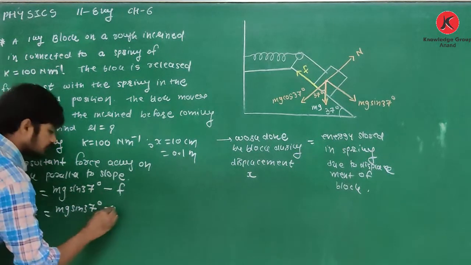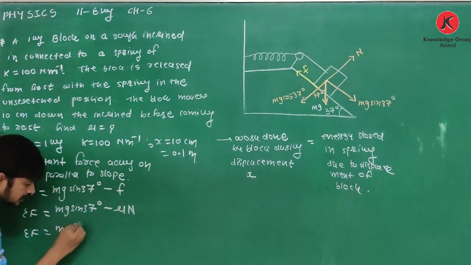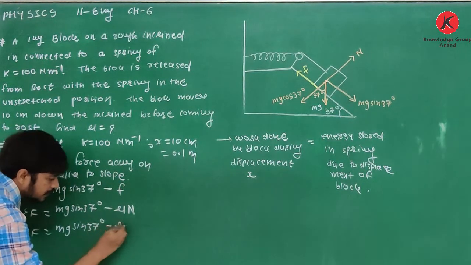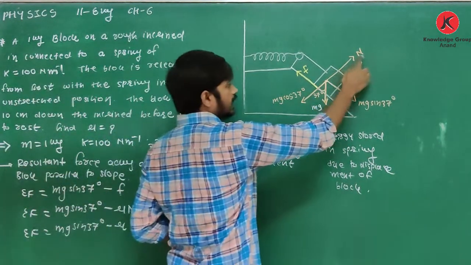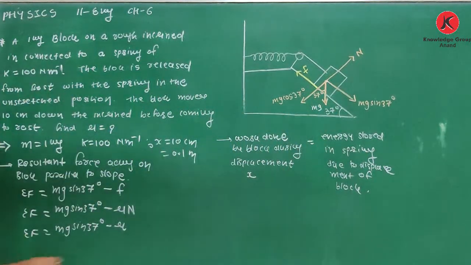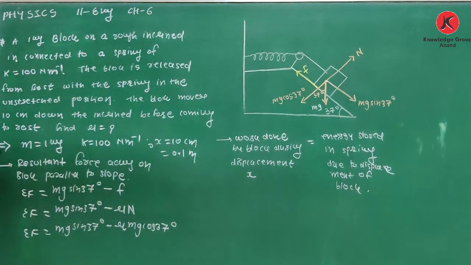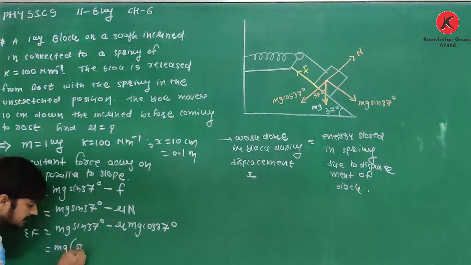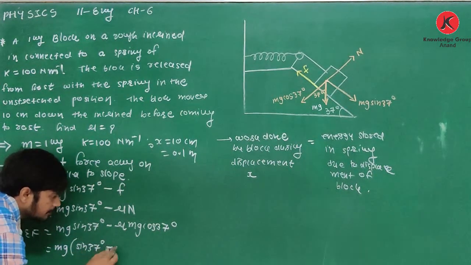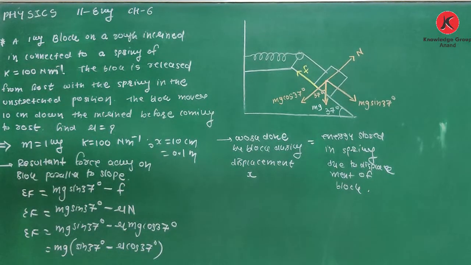Now sigma F is equal to mg sin 37 minus F, and we know that F is mu into N. What is the value of N? N is equal to mg cos 37. If I take mg common, then it is mg (sin 37 minus mu cos 37). Clear about this? So this is the resultant force acting on the block parallel to the slope.